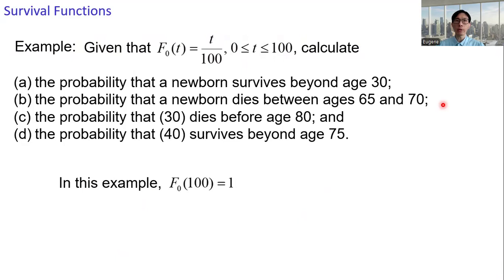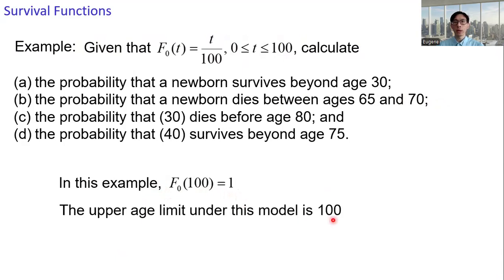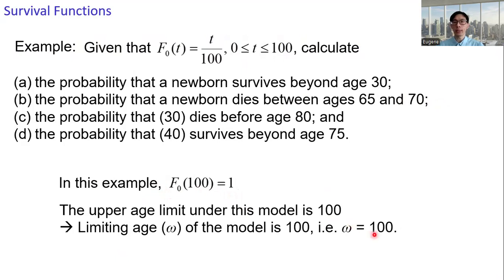In this example, we can see that F0(100) equals 1. So in this model, we have an upper age limit. So here, omega equals 100.